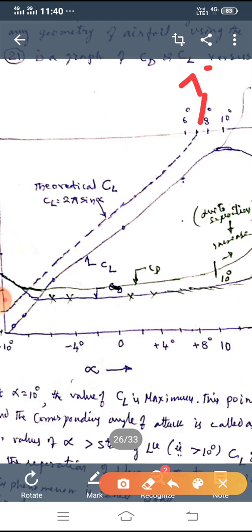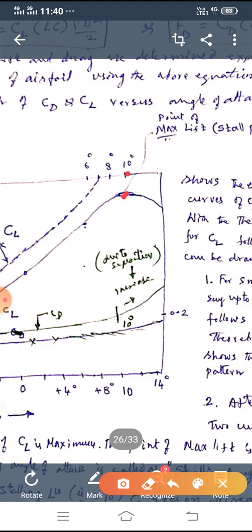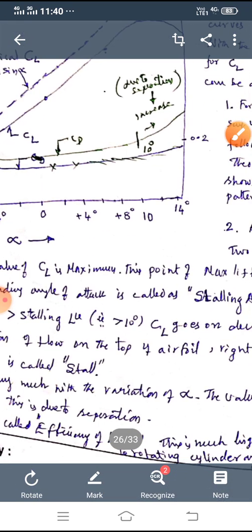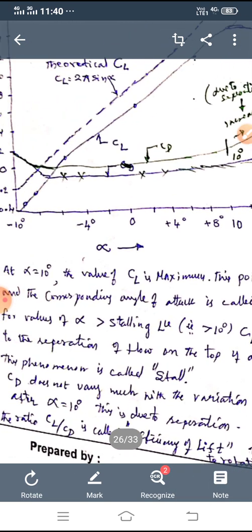Whereas after 7 degrees, about 3 degrees more, that is up to 10 degrees or at 10 degrees of angle of attack, the value of coefficient of lift is maximum, and then it starts decreasing. That is due to separation of flow. You can see this maximum point where the CL is maximum, we call it the stalling point or stall point. The corresponding angle of attack, that is alpha equal to 10 degrees, is known as the stalling angle. You can see here, stalling angle. When alpha is greater than 10 degrees, it is beyond the stalling angle.